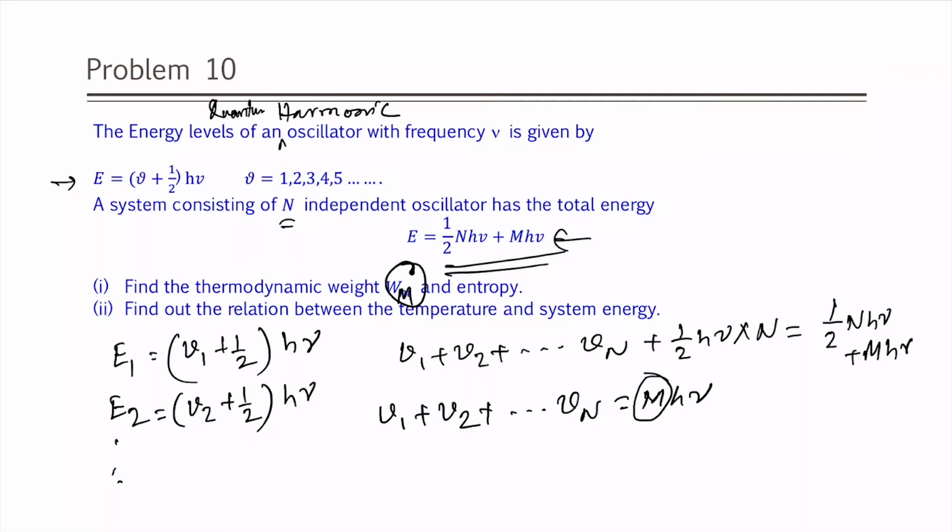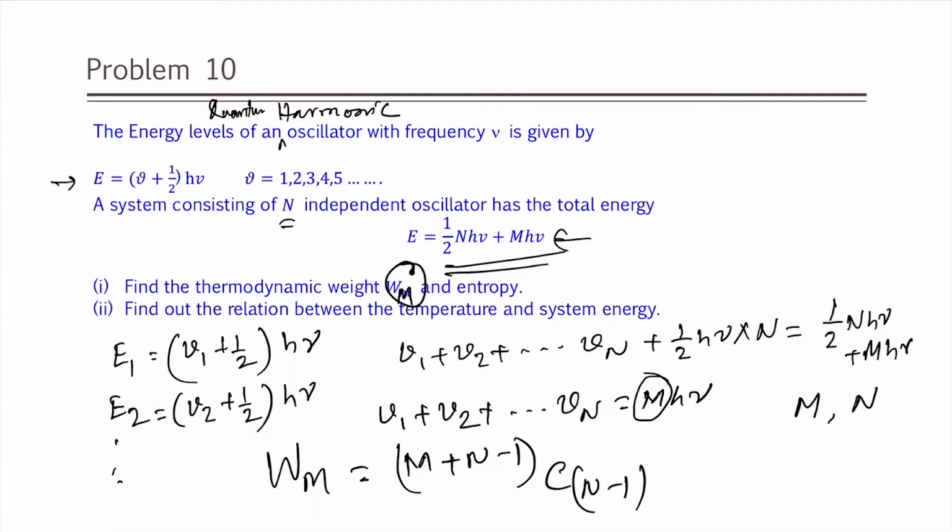So what is the formula in that case? You have M units of energy distributed among N distinguishable particles. That is the formula you have to use. It is the Stars and Bars formula. So the number of possible ways is W_M equals (M plus N minus 1) C (N minus 1). That will be the answer to this particular question.